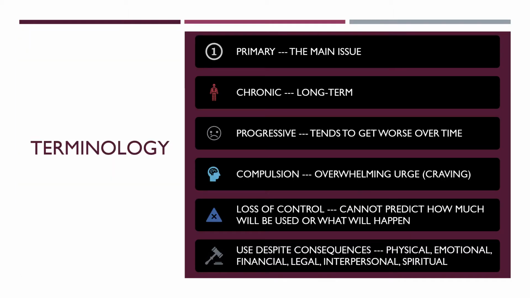So from that last little summary that we talked about as far as the definition of addiction, we talked about it being a primary problem. That means that it's the main issue. It's something that needs treatment. It's deserving of focus all on its own. It's not just an underlying issue that's causing the addiction.